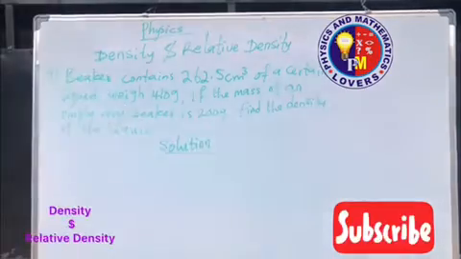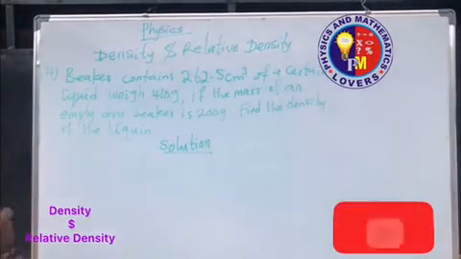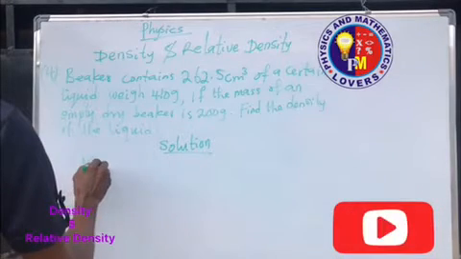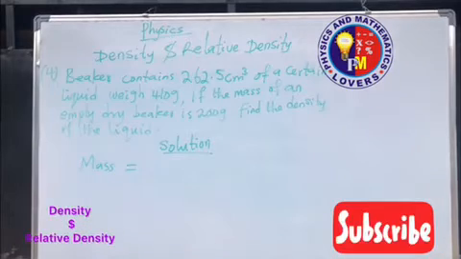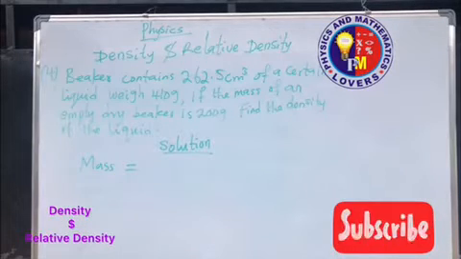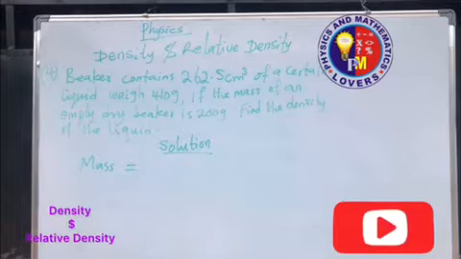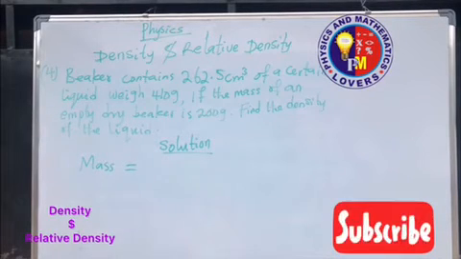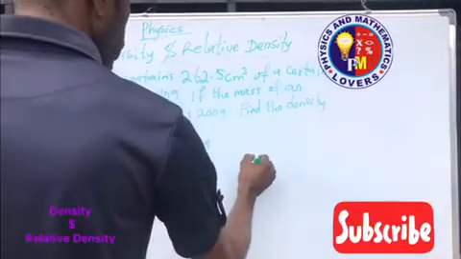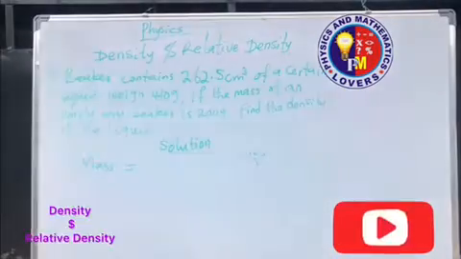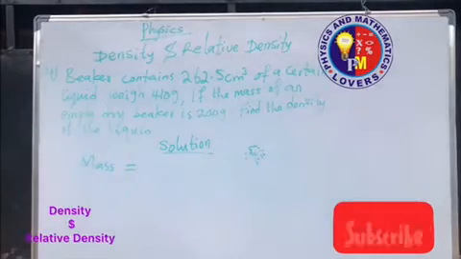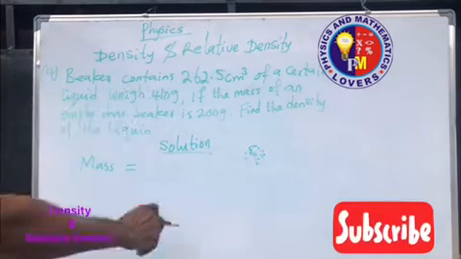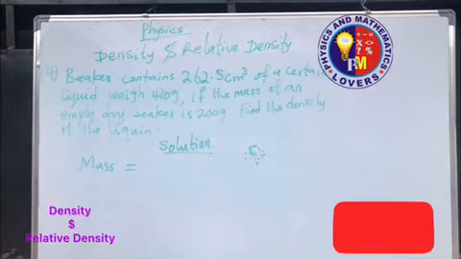Okay. Now, number one thing that is given to us here, before we look for the density, is the mass. How do we get the mass? Somebody is confused here. Say a beaker contains 262.5 cm³ of a certain liquid. The liquid weighs, for example, an ordinary liquid like water. We don't even know what liquid it is. It weighs 410 grams.